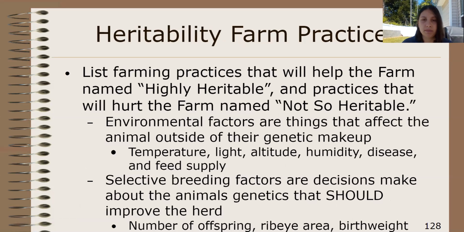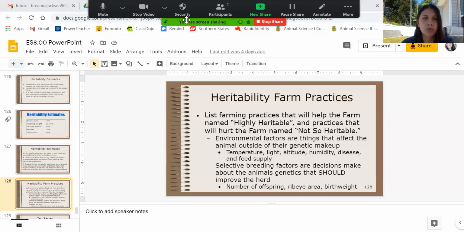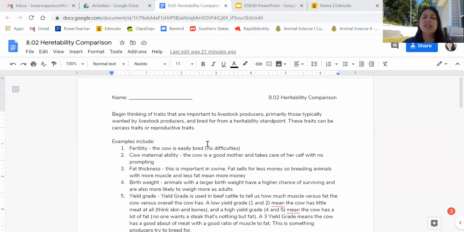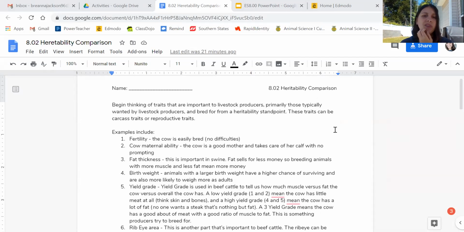So for y'all's assignment, I'm just going to go ahead and open it up. It seems kind of long, and that's just because I'm trying really hard to go through and explain it, because this assignment can be a little bit difficult to grasp, but y'all just give it your best try. What y'all are going to do is think of different traits. It can be some traits that we talked about today. It can be other traits that we didn't really cover today that are important to livestock producers. And they're going to be things that are bred from a heritability standpoint.